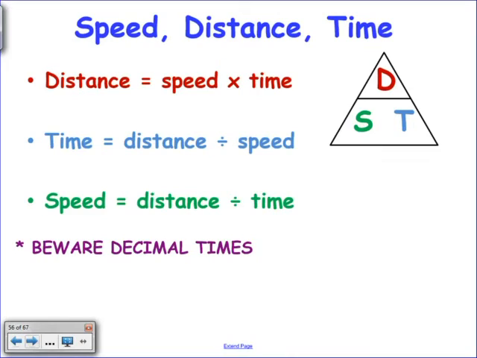Speed, distance, time. We've got the speed, distance, time triangle. Just remember the distance is at the top. You cover up the thing that you don't know. So if it's speed that you don't know, you divide the distance by the time. Things to watch out for are units. So beware of decimal times or converting times. Everyone remember that 0.1 of an hour is 6 minutes and that 0.1 of a minute is 6 seconds. Because it has a base of 60, we change over once we get to 60.